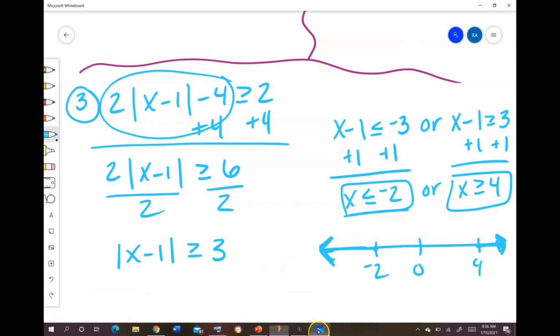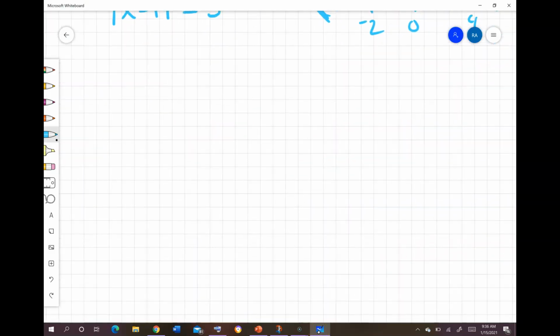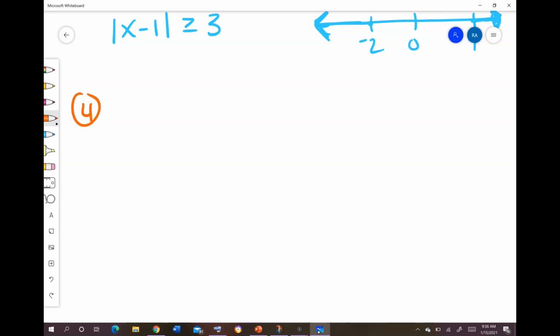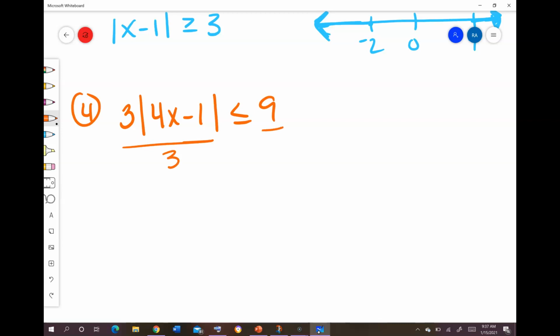All right, so let's do an and statement one. Let's see here. Got to find one. Oh, here's one. Okay, right in front of my face. So 3 absolute value of 4x minus 1 is less than or equal to 9. All right, so what we're going to do, got to isolate it first. So we're going to divide by 3. Okay. So I get the absolute value of 4x minus 1 is less than or equal to 3.